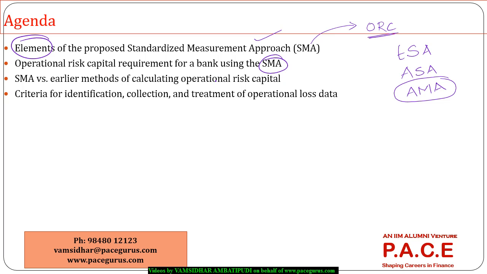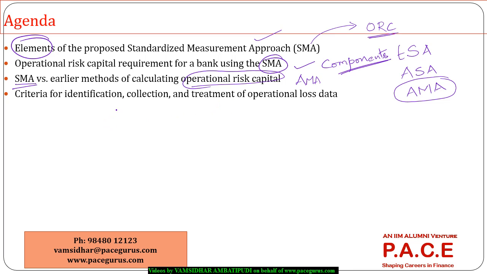What are the different ways in which the operational risk capital requirement can be computed using the approach? By looking at the key components which we discussed in the earlier slide, we would be building the formula for computing the operational risk capital charge. There will also be a quick comparison between the SMA approach and the earlier AMA approach for calculating the operational risk capital.